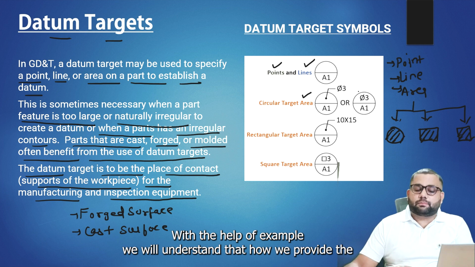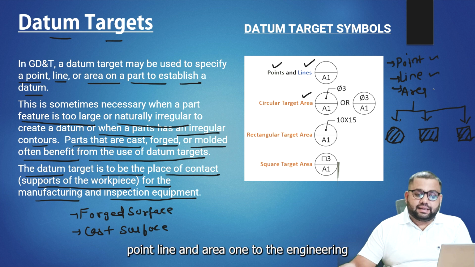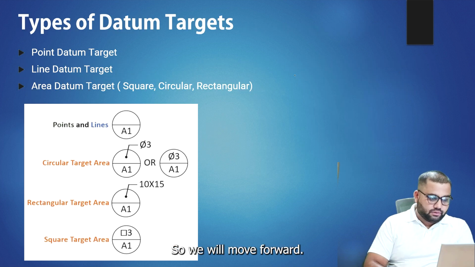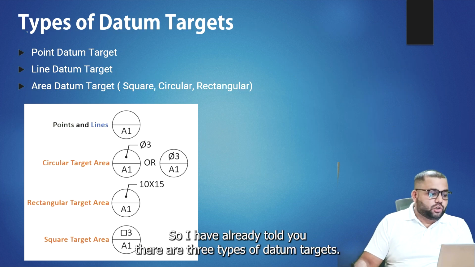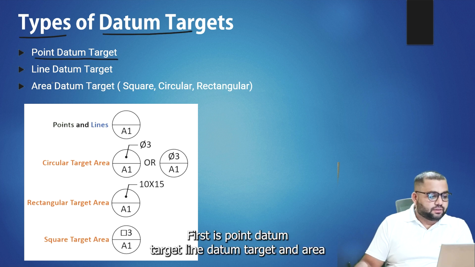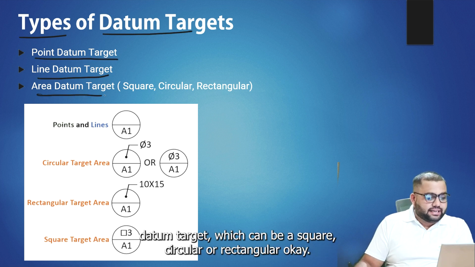With the help of examples, we will understand how we provide the point, line, and area onto the engineering drawing to understand easily. Okay, so we will move forward. I have already told you there are three types of datum targets: point datum target, line datum target, and area datum target, which can be square, circular, or rectangular.